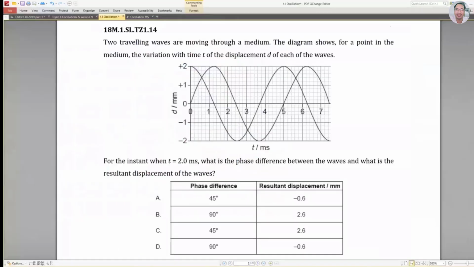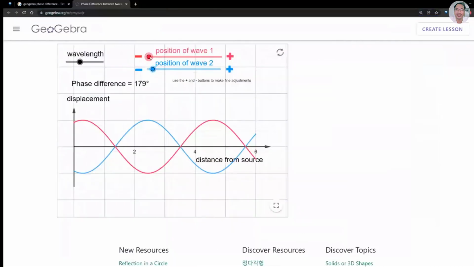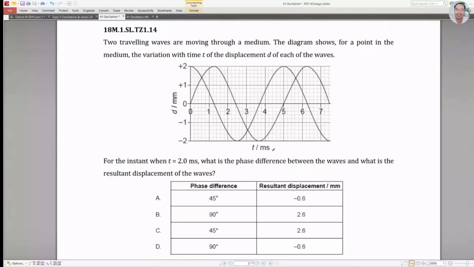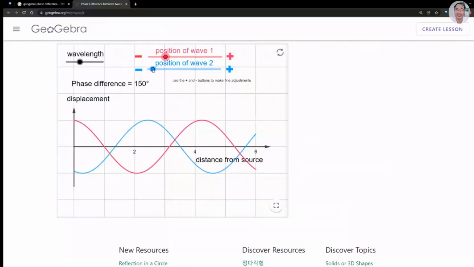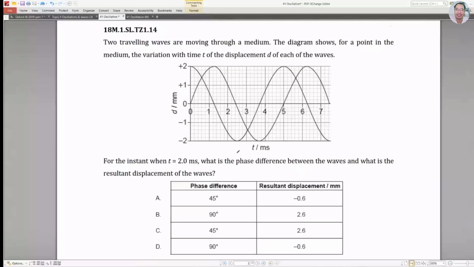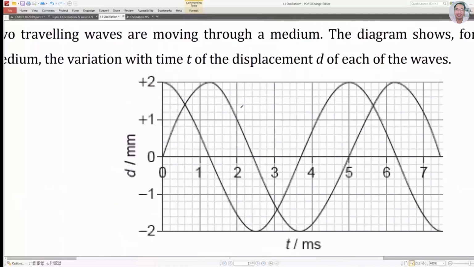When answering this problem, it starts from maximum. I change it to maximum here, the first wave. The second wave starts from 0, and goes up there. Not exactly. So you see the phase difference is 96, but I wanted to do it more accurately. See the difference between the two peaks here, from this peak to this peak, is 1.4 seconds.